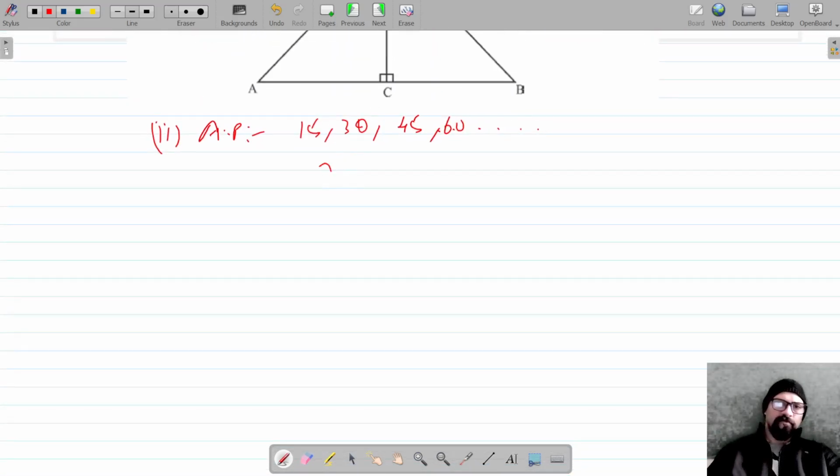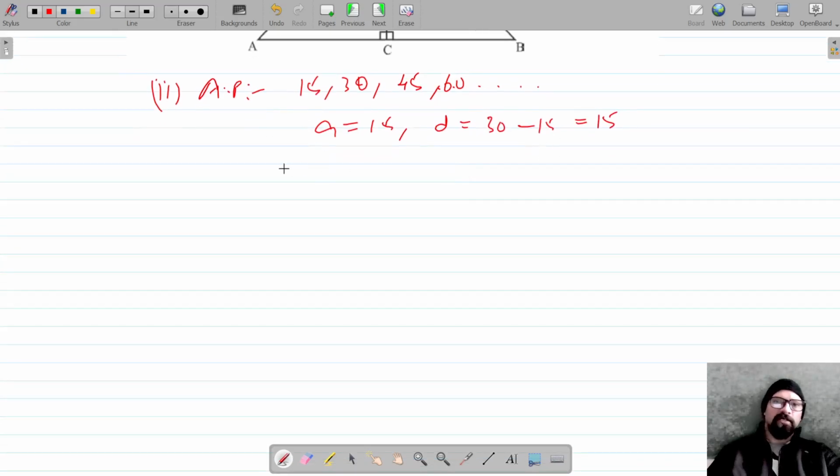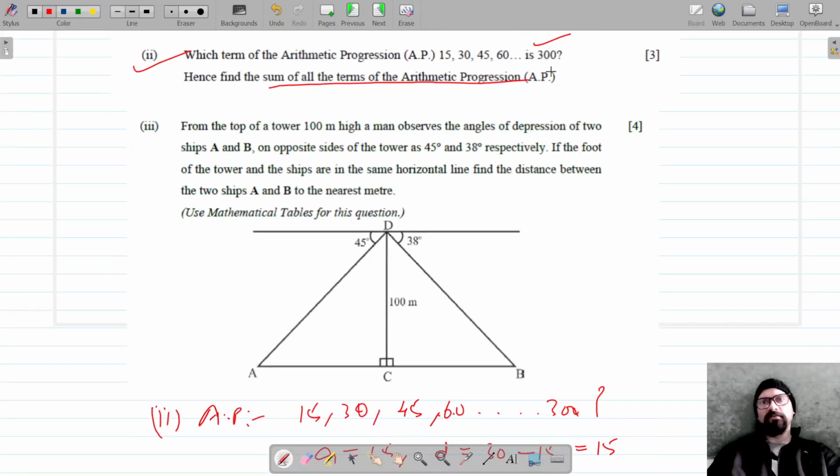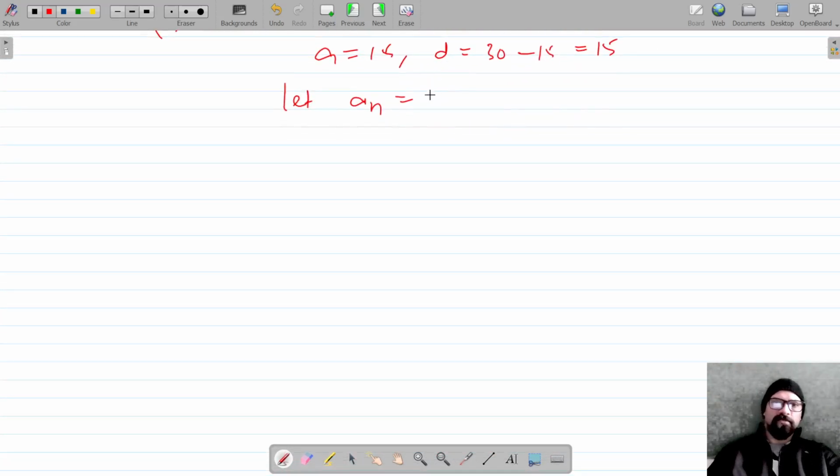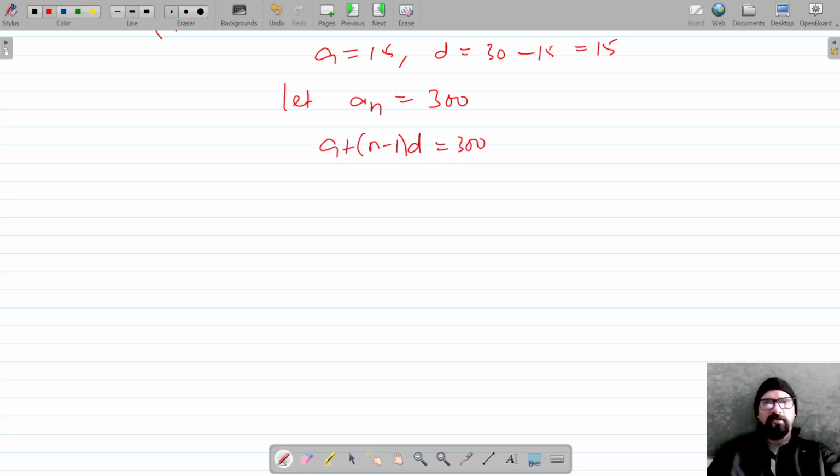So here a is equal to 15 and the common difference is 30 minus 15, which is equal to 15. And let's say 300 is the nth term. The last term is 300. So let the nth term be 300, and the nth term is given by a plus n minus 1 into d is equal to 300. Okay, let's substitute the values of a and d.